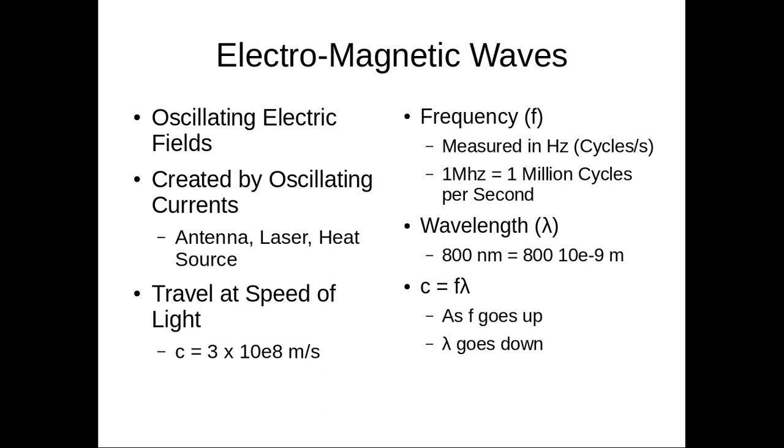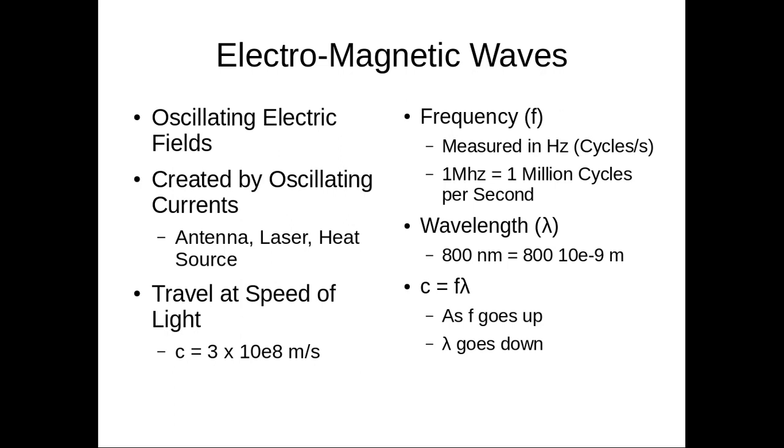Let's start with electromagnetic waves. Electromagnetic waves are oscillating electric fields. They are created by oscillating currents. Examples of this are antennas, lasers, heat sources. They travel at the speed of light. They have a frequency, which is measured in hertz, cycles per second. For example, 1 megahertz equals 1 million cycles per second.